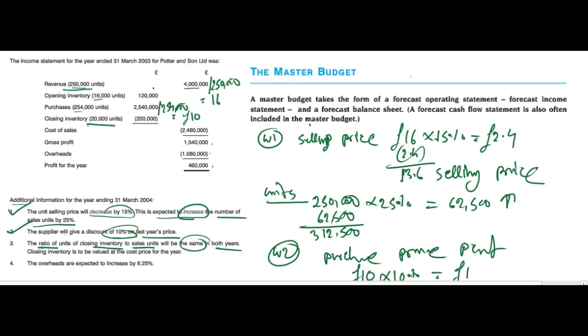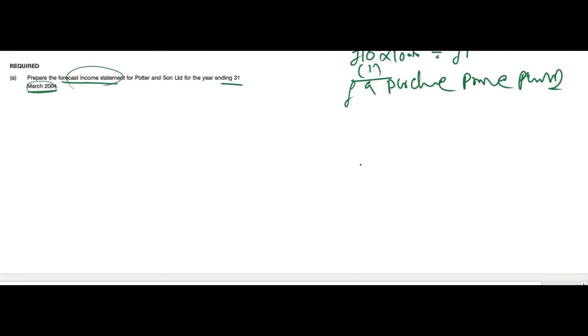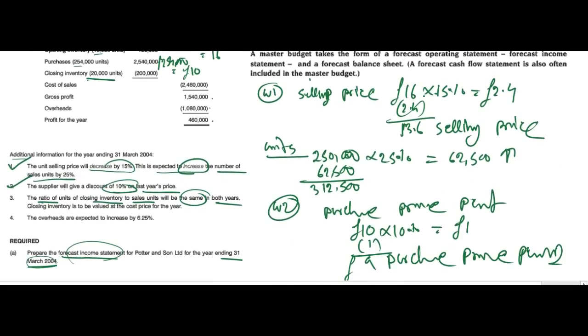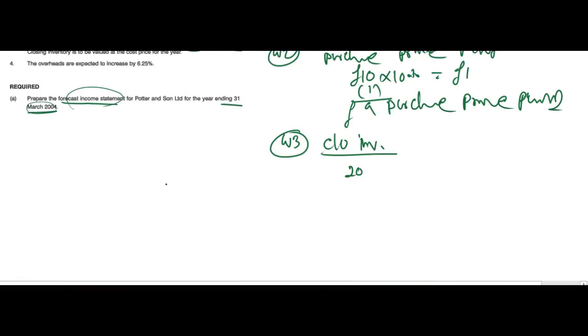So let me do working number 3 here. Just remember our figures. Working number 3, closing inventory. Okay, so the ratio they said, wasn't it 20,000? Yeah, just double checking. Yeah, it was 20,000 units and 250,000 was the selling units. We are going to work out the ratio or percentage. So 20,000 over 250,000. If you do the ratio or percentage, I worked it out as a percentage, which is 8%.